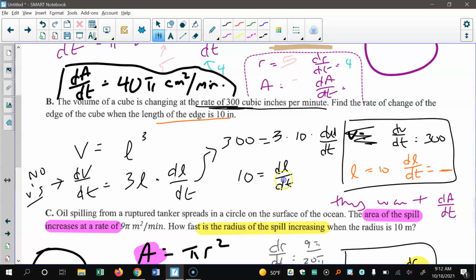And what are your units? Are your units squared, cubed, no unit, 1 unit? Because we have the length of the edge, I'm just going to say inches per minute. So the length of the edge is increasing at 1 inch per minute at that particular time.